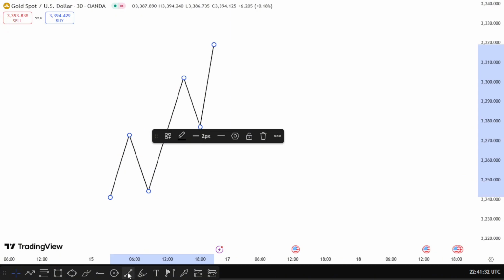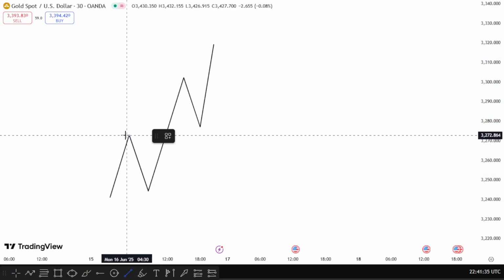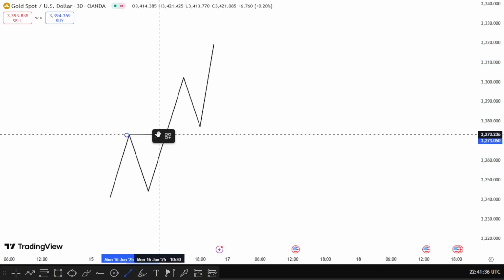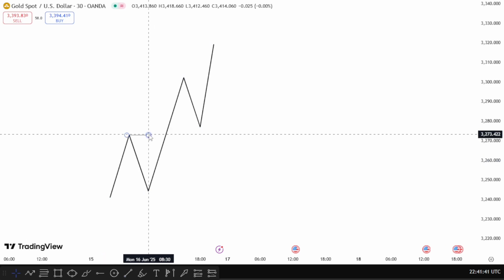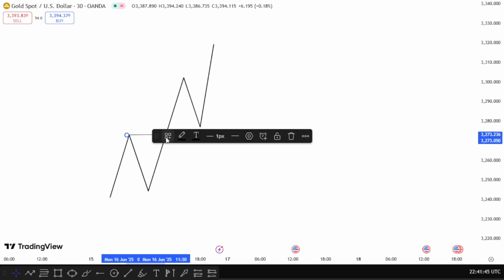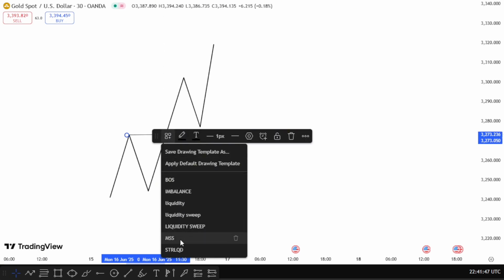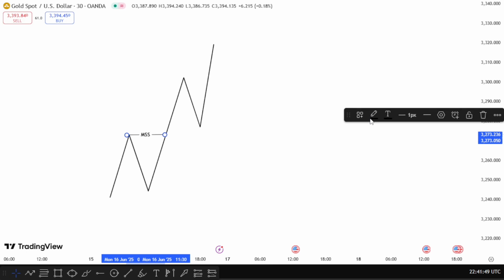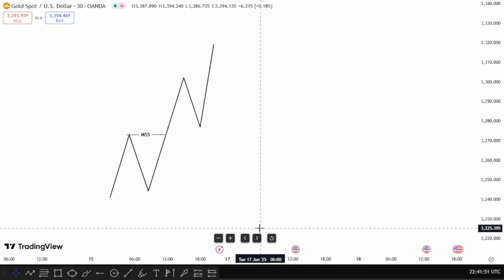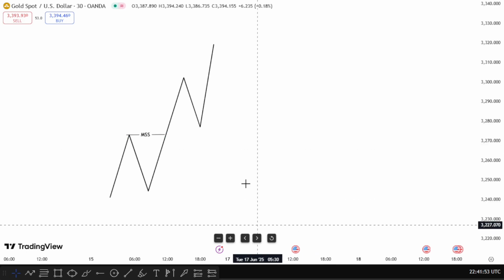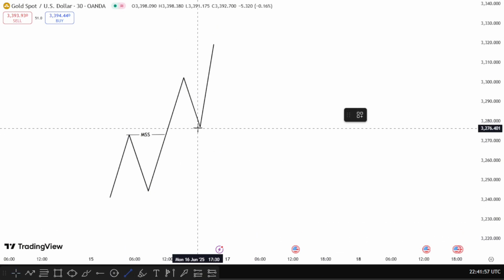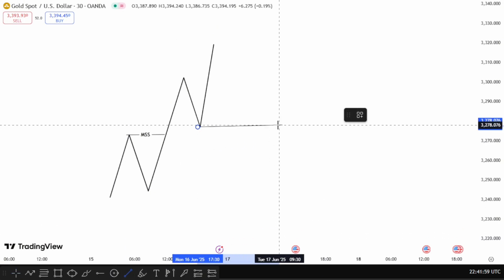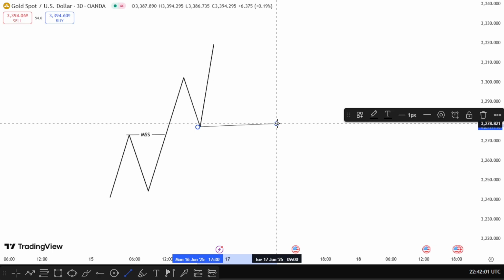Now let me label it out for you. This first break of structure is actually a market structure shift. That first break gives us our market structure shift. It tells you to be ready, and then you wait for a pullback. This pullback is actually our area of interest.